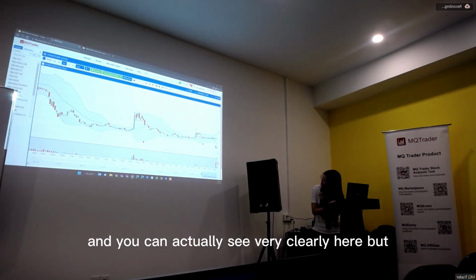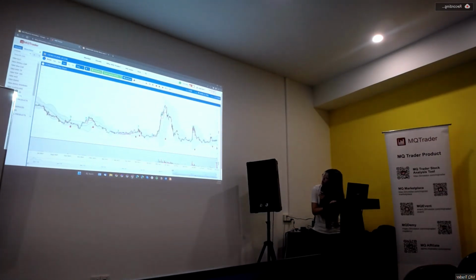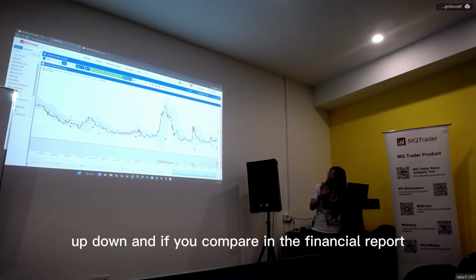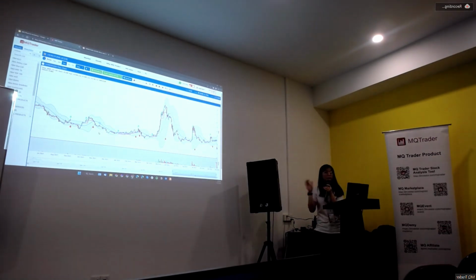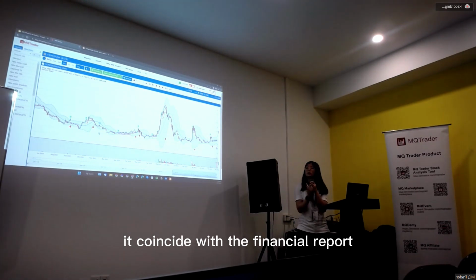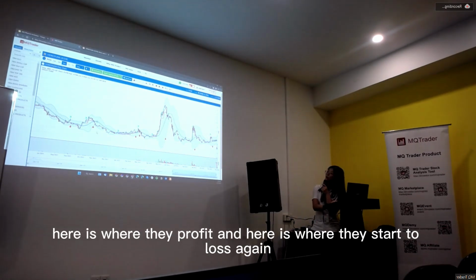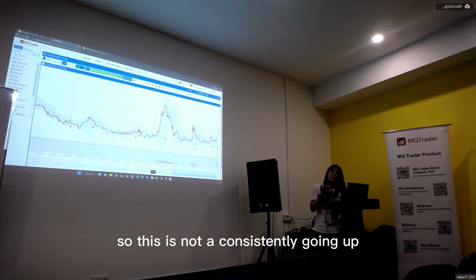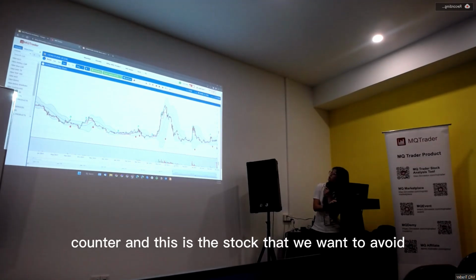And you can see very clearly here, if I wait longer, it's cyclical, going up and down. If you compare it with the financial report, it coincides with the financial report. Here is where the profit is, here is where they start to lose again. So this is not a consistently going up counter, and this is the stock that you want to avoid.